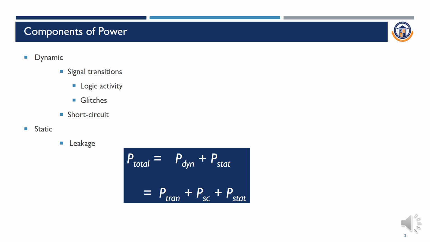These two, the signal transition and short circuit power dissipation, come under the dynamic power dissipation. The next one is static power dissipation. It is nothing but leakage. Overall, the total power dissipation is equal to the summation of the dynamic power dissipation and static power dissipation. The dynamic power dissipation is further categorized into two types, signal transition power dissipation and short circuit power dissipation. These are shown in these equations.